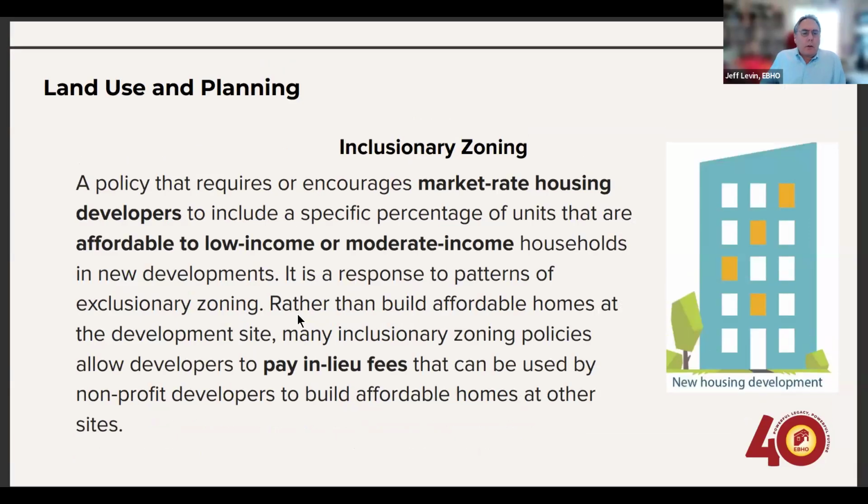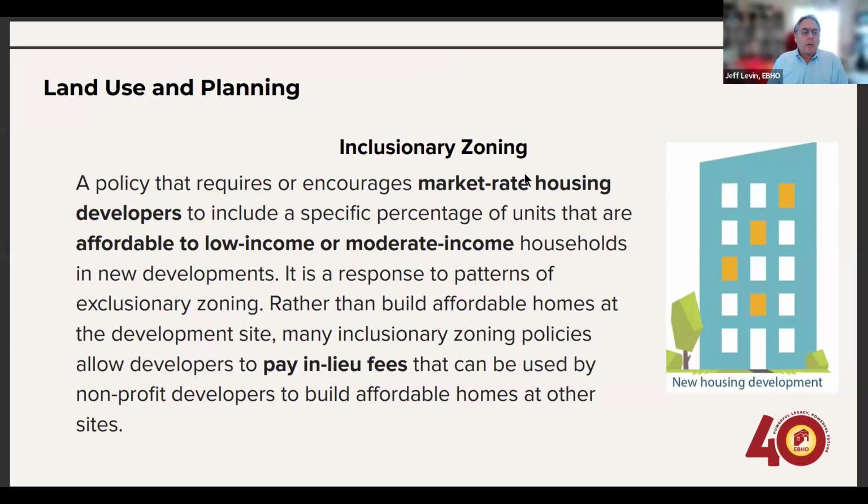So one term you may have heard a lot is inclusionary zoning. Inclusionary zoning is a policy that encourages or usually requires that developers of market rate housing must include a specific percentage of units that are affordable to low income or moderate income households. So often you'll see ordinances that say every new development must include 10% of the units for low income or very low income people. And many cities have inclusionary zoning requirements.